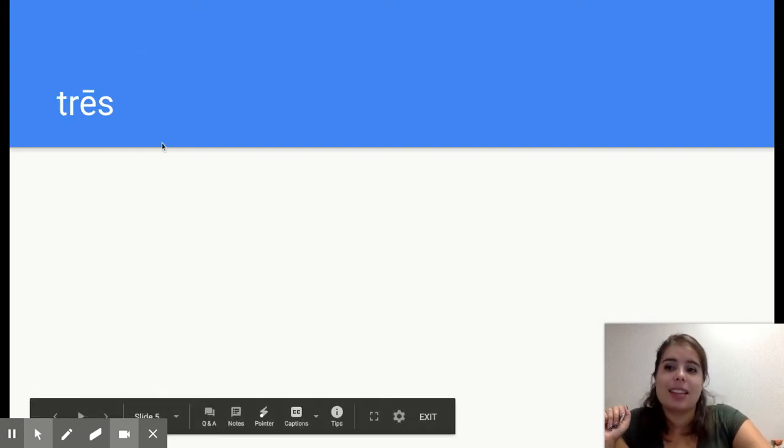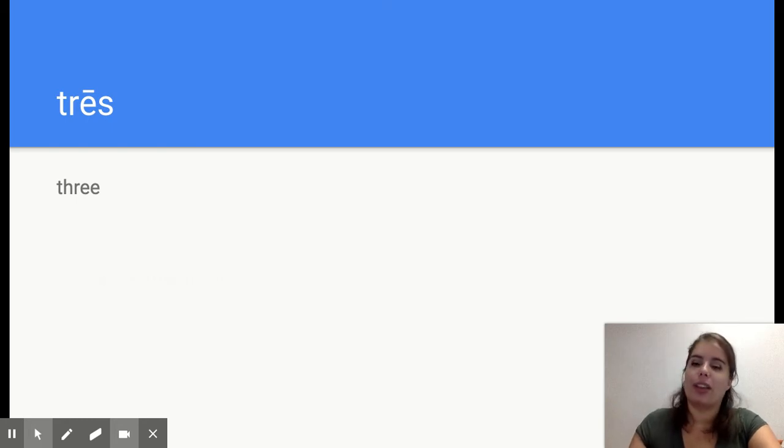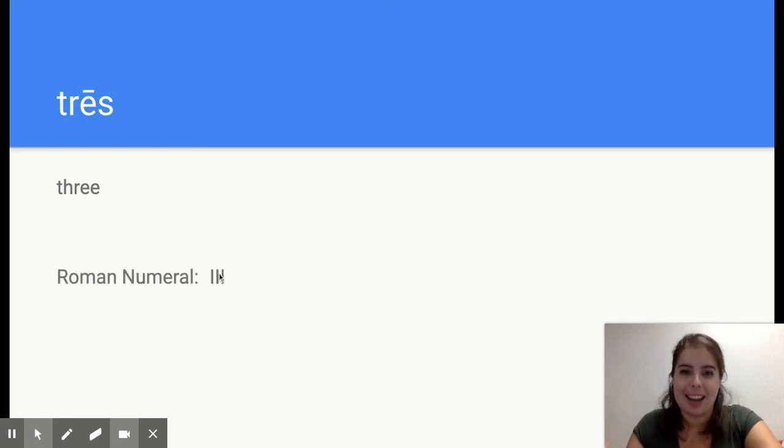Tres. Tres is our Latin word for the number 3. This is identical to Spanish. They kept it right the same. And our Roman numeral for 3, following the pattern of 2, is going to be III. So we've got 3 I's for the number 3.